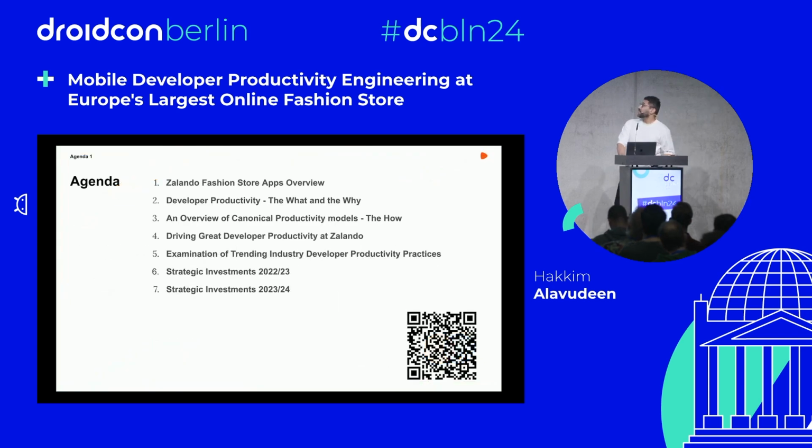So today's agenda, I'll give you a quick overview of the Zalando app ecosystem. I'll talk about the why and the what of developer productivity. Then I'll introduce you to some canonical models that theorize how to effectively and practically improve developer productivity. With all that theory behind us, we'll also look at some of the practices that the prominent players are adopting, and talk about how we are applying that at Zalando. And finally, we'll talk about how we executed on all of that theory with reference to our operational plan, looking back at 2023 and forward into 2024.